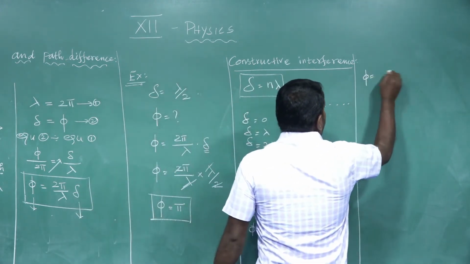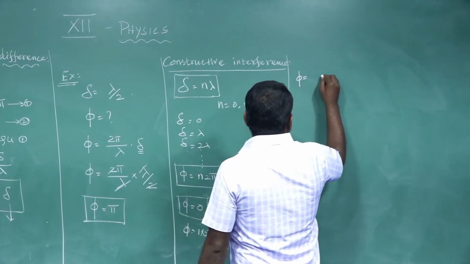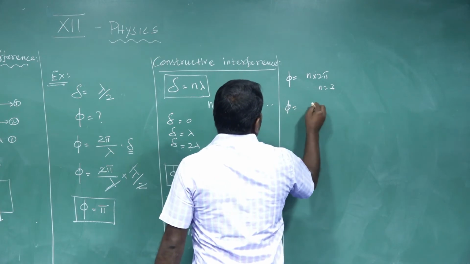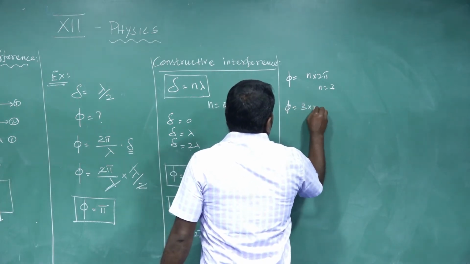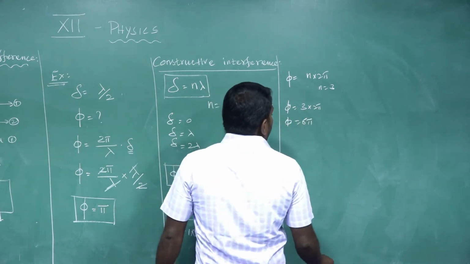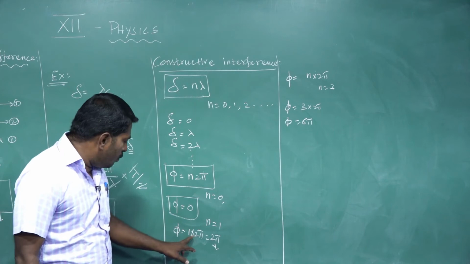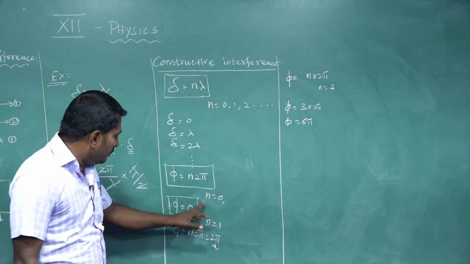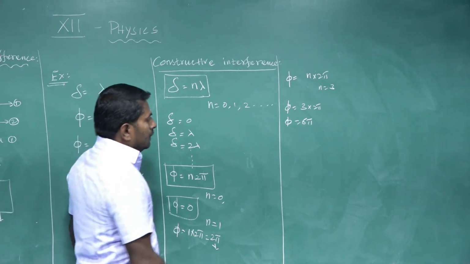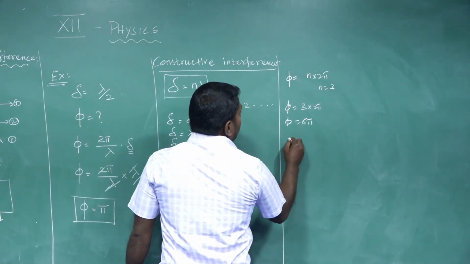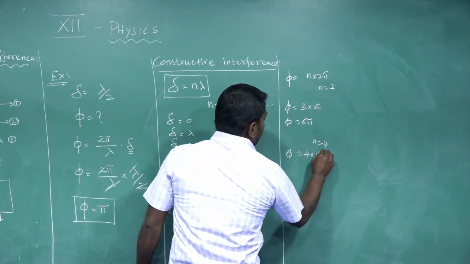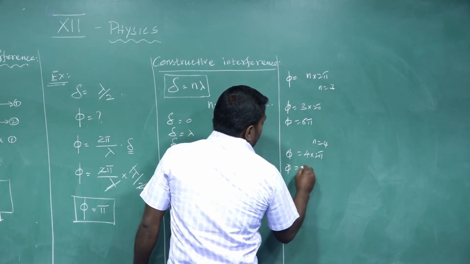Then phi is equal to n into 2 pi. Here n is equal to 3. Phi is equal to 3 into 2 pi. So phi is equal to 6 pi. So here phase differences are 0, 2 pi, then 6 pi. The next one, n is equal to 4. Phi is equal to 4 into 2 pi. That is, phi is equal to 8 pi.